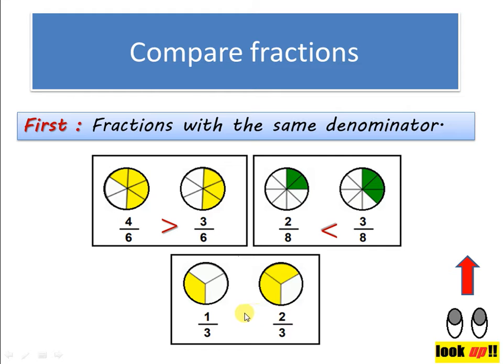For the last example, the denominator will be 3. This means both shapes are cut into 3 equal pieces. The number of pieces is equal. However, the number of colored pieces is different. Here, we have only 1. But for this fraction, we have 2 colored pieces. So of course, 2 will be much bigger than 1. And that's it, the first case.